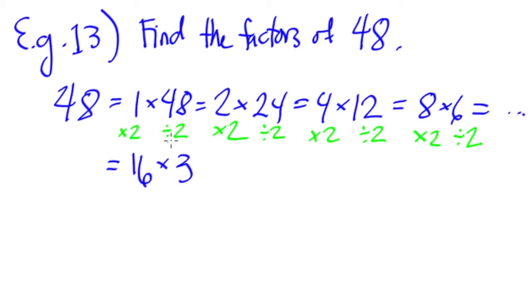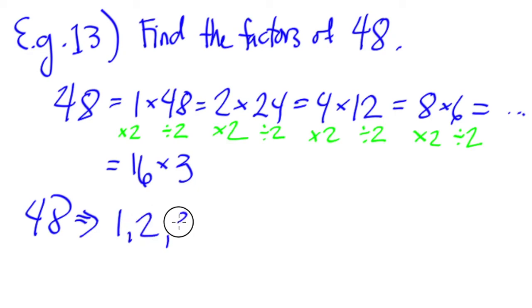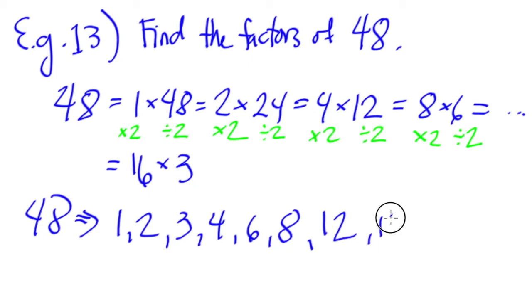So what are the factors of 48? If you write them in order from least to greatest, we have 1, 2, 3, 4, there's no 5, 6, there's no 7, neither. 8, and after 8 there's no 9, there's no 10, we go to 12, and then 16, and then 24, and then the number itself, 48.